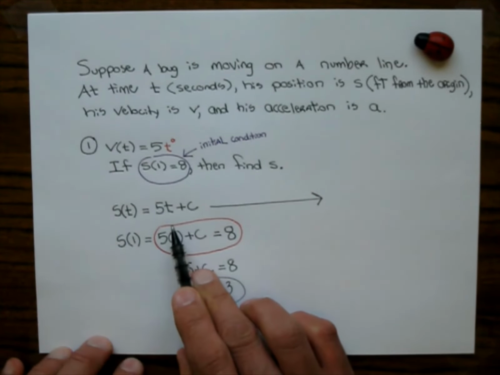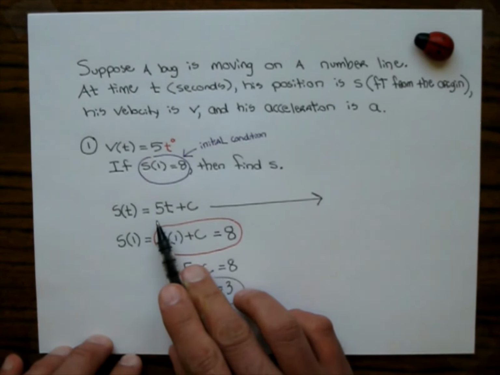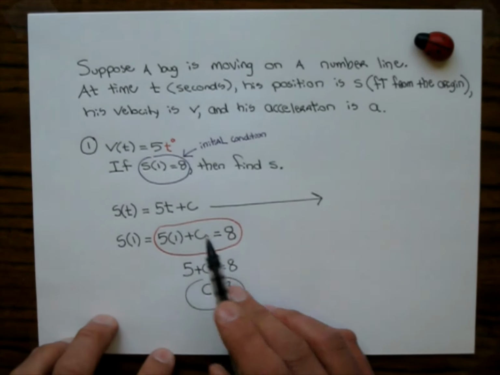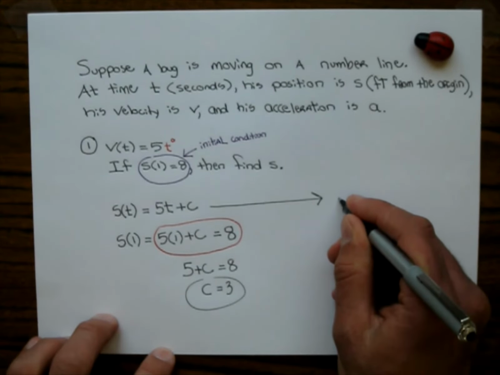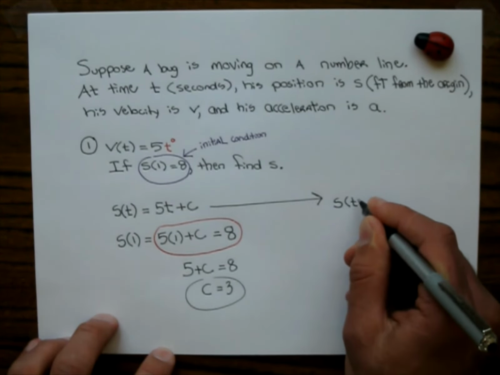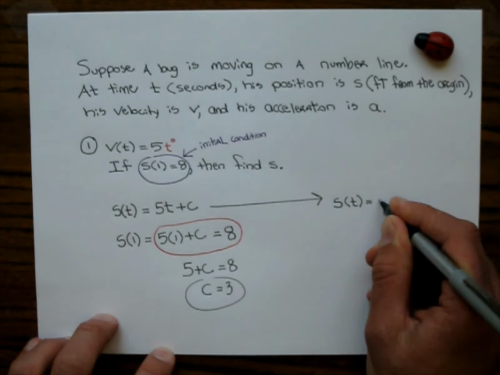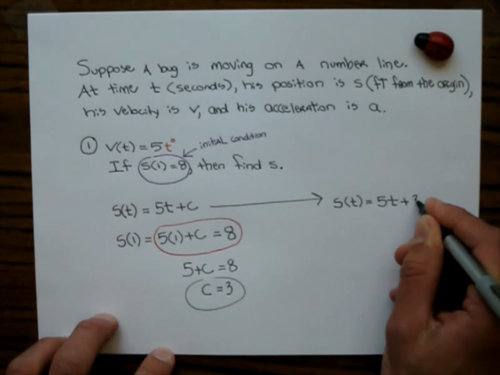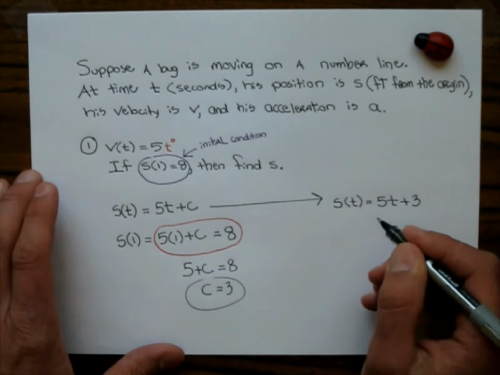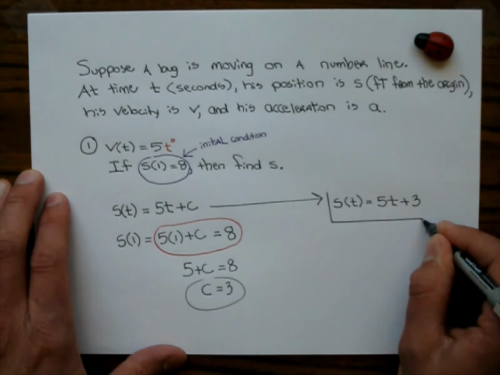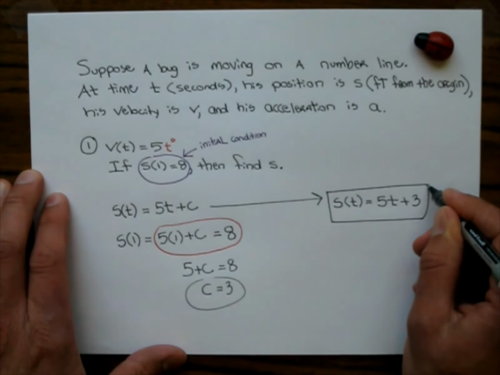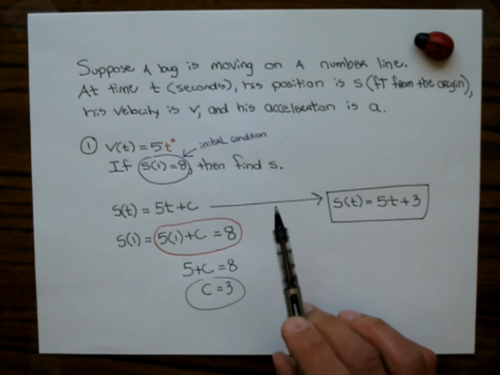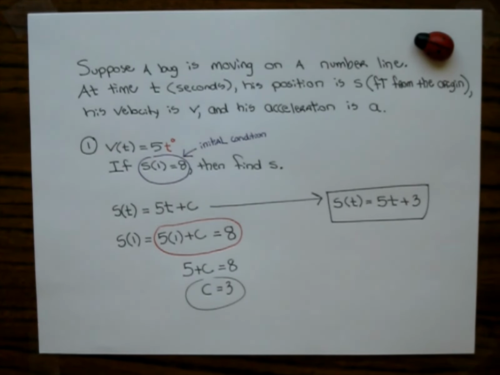This is a whole family. Remember we saw all those parabolas? That was called a family of graphs. So this is a whole family, and now we're picking off one of the family members. So this is s of t equals 5t plus 3. And that is the position function.